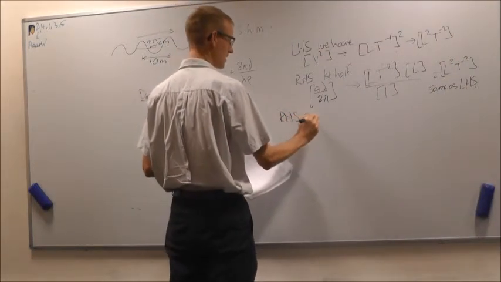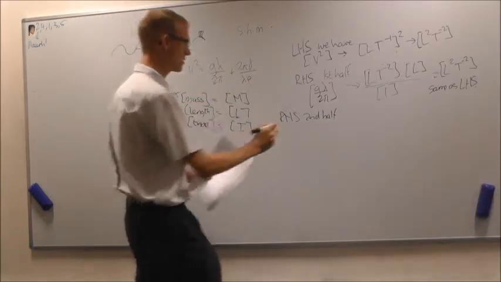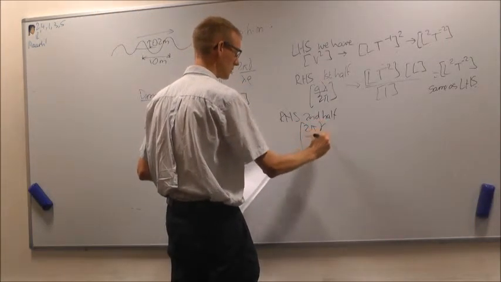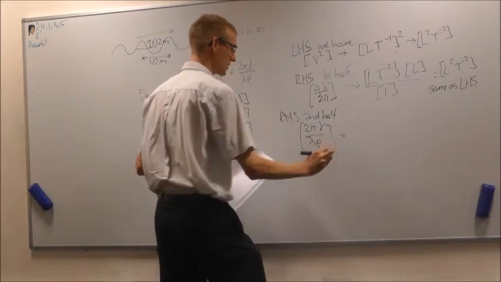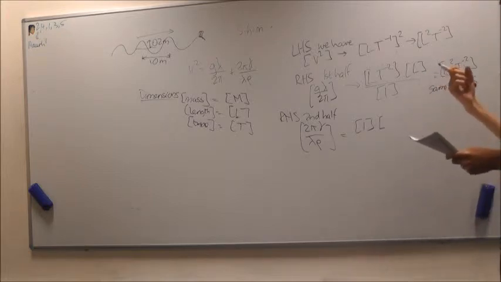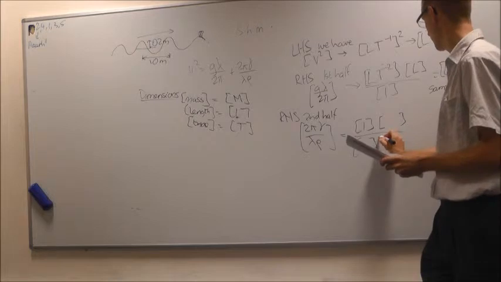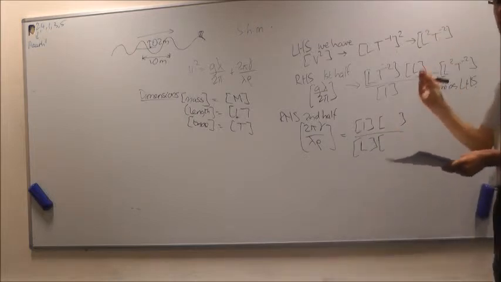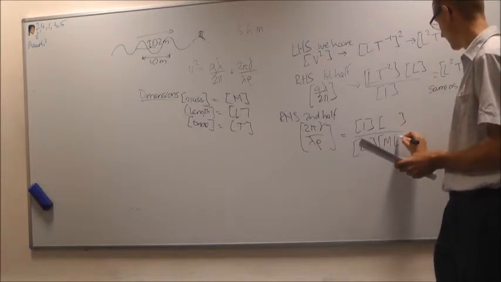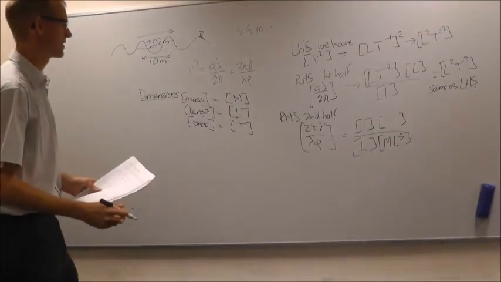Right-hand side, second half. 2 pi gamma over lambda rho. Dimensions of that. 2 pi is obviously dimensionless, we'll just write dimensions of 1. Gamma, this is where we may have to do some thinking. Gamma is a tension, it's newtons per meter. We'll come back to that one. Lambda is a wavelength, so that's a length, and rho is density, so it's mass per length cubed, kilograms per meter cubed. All we want to know is the dimensions of gamma.